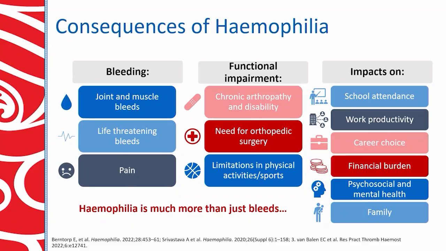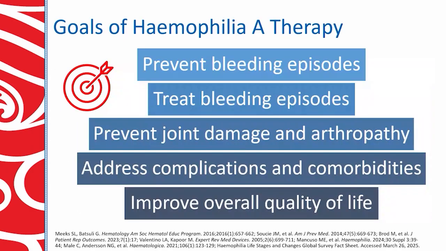Clearly, hemophilia is a bleeding disease. Patients bleed in their joints, in their muscles. They can present with life-threatening bleeds. They develop pain, and as you know, that will result in major functional impairment. But hemophilia is much more than exclusively a bleeding disease. This disease and its treatment will impact your daily life, school attendance, productivity at work, career, your psychosocial environment, your mental health, and for the entire family, the burden is huge.